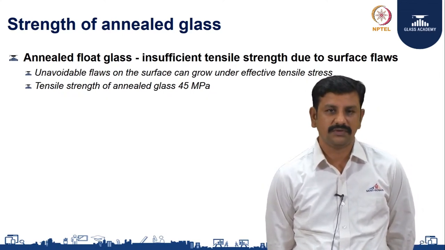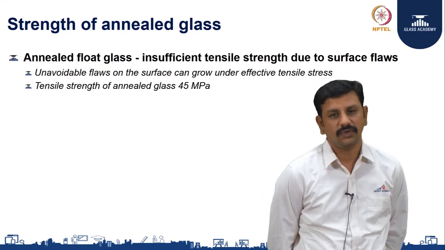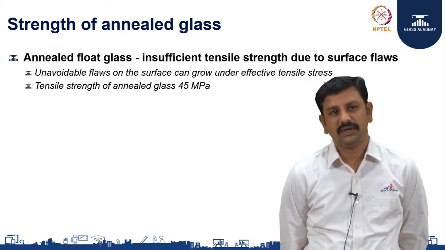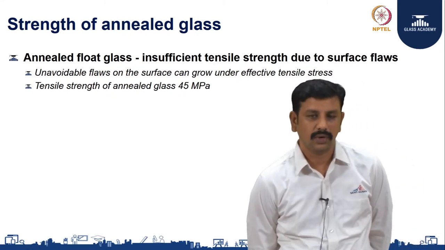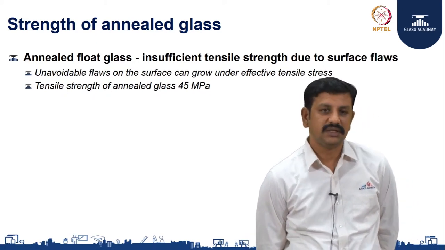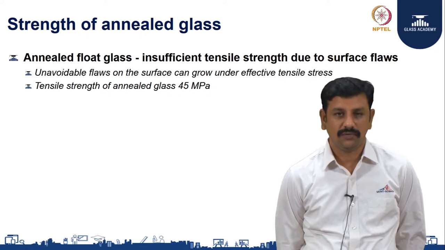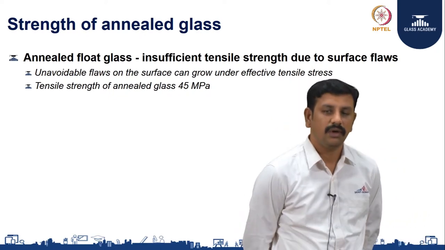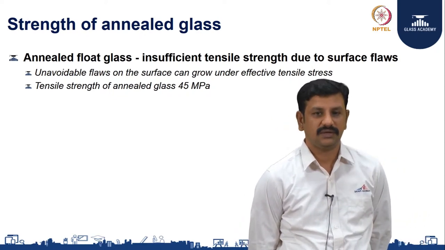So, the process of float making has the glass floated in the tin bath. When you take it out from the tin bath and put it on the lift out roller and then further process it in the annealing lehr, the bottom side, that is the tin side of the glass, will have micro flaws. The tin side of the glass always has micro flaws compared to the air side of the glass.